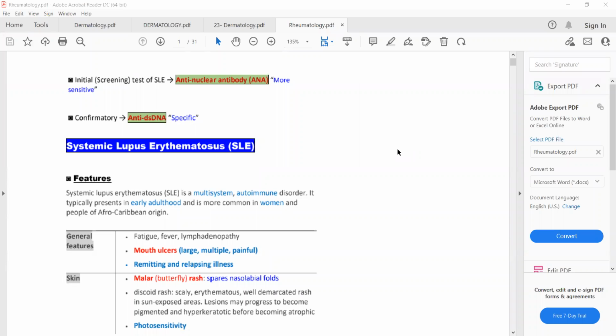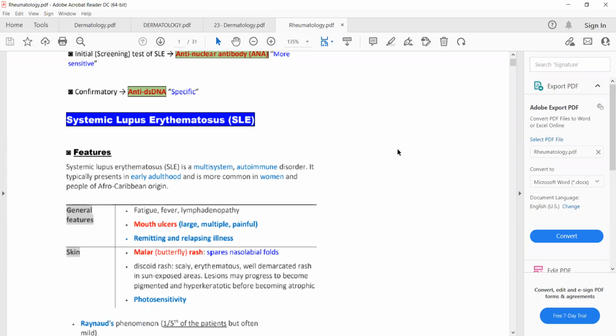So the first topic that we are going to discuss in rheumatology is systemic lupus erythematosus. Systemic lupus erythematosus is a multi-system autoimmune disorder in which there's a formation of antibodies against the DNA that is present in the nucleus of every cell. Because there's formation of antibodies against DNA, all the systems will be affected, starting from head to toe. So everything will be affected.